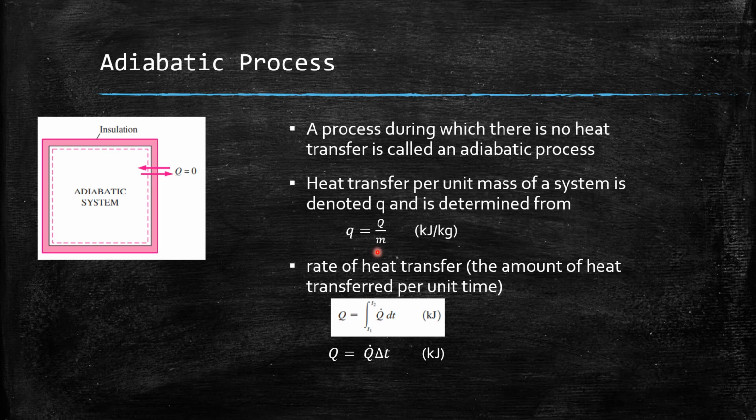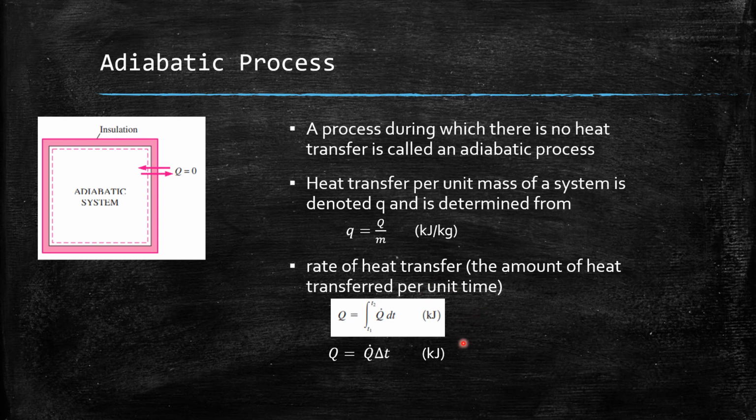And to know the rate of heat transfer, meaning the amount of heat transferred per unit time, instead of the total heat transferred over some time interval, the rate of the heat transfer has a unit of kilojoule per second, or just kilowatts. This is kilowatts.